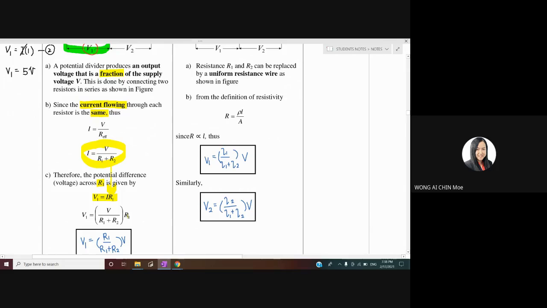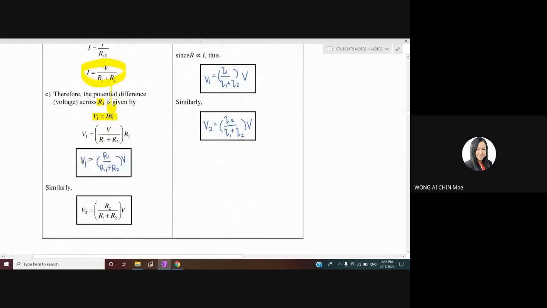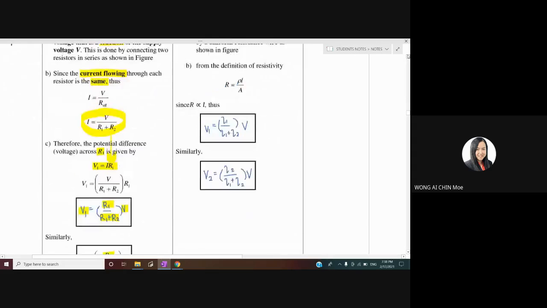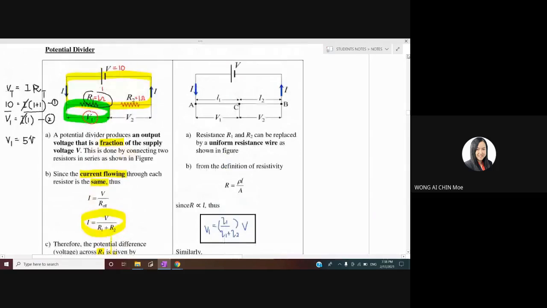So we can rearrange the equation. If you want to find V1, it equals R1 over R total times V total. Similarly, if you want to find V2, you write R2 over R total times V total. So these are the equations. Actually, you don't need to memorize the equations. You just do the ratio.